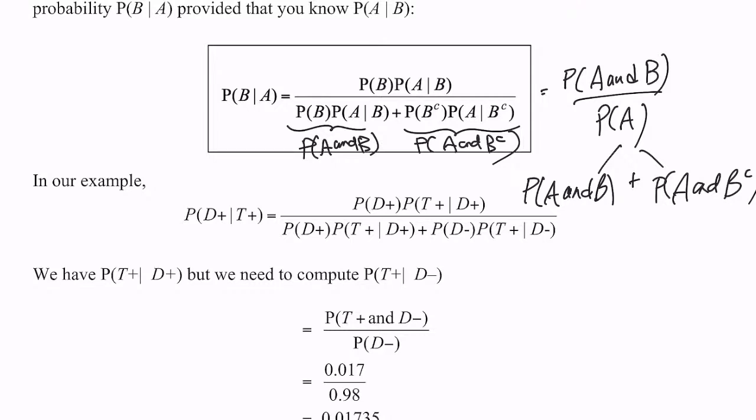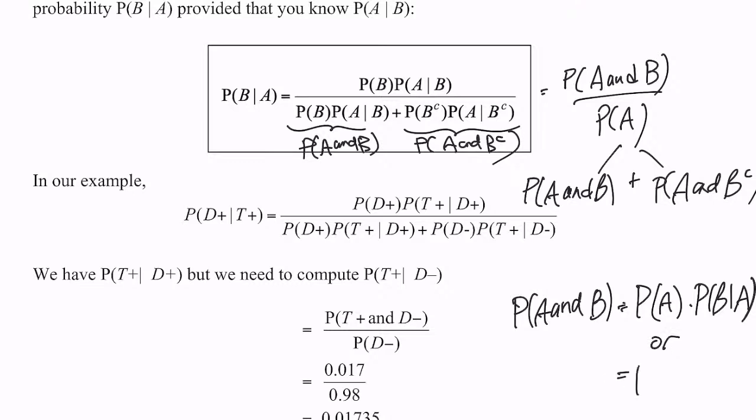So, any questions about this? It's just using and reusing this relationship that the probability of A and B is, in general, the probability of A times the probability of B given A, or it's equal to the probability of B times the probability of A given B. You can write it either way, and you can take advantage of that.